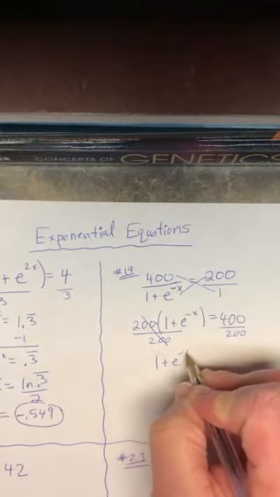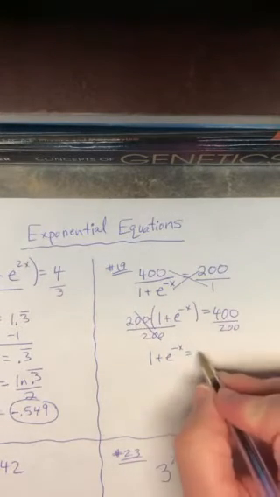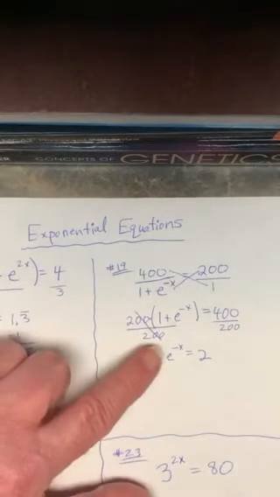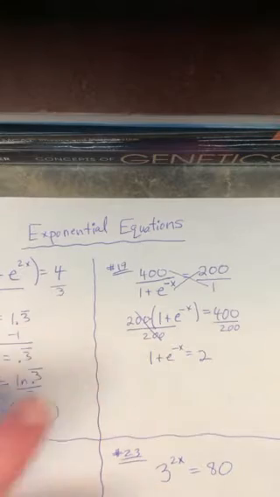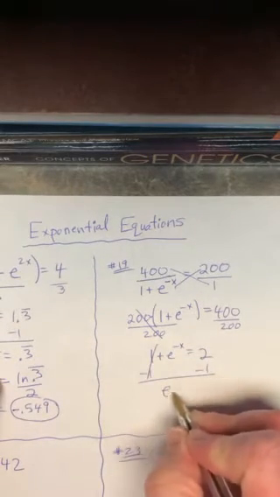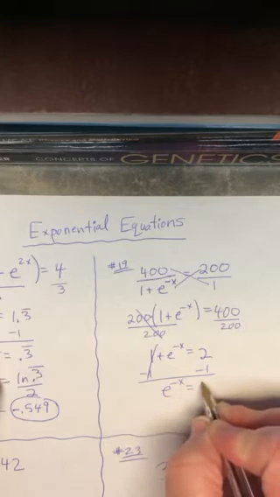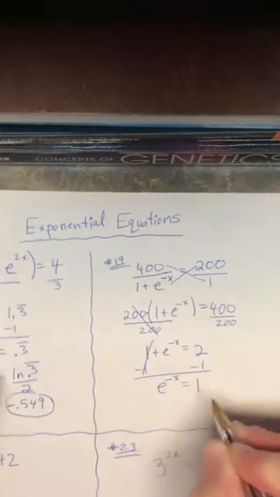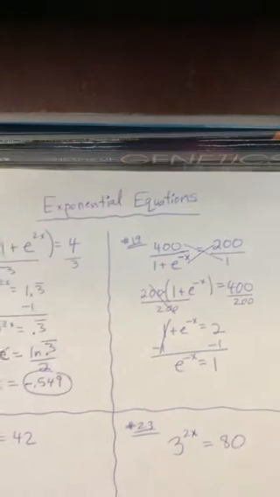1 plus e to the negative x equals, what is that? 2, right? 400 divided by 200. Of course, I'm trying to get the e by itself, so I'm going to subtract over my 1. I end up with e to the negative x equals 1. Okay, freeze. I've done these a long time. My instinct is telling me I don't need to do anything else to answer this question.